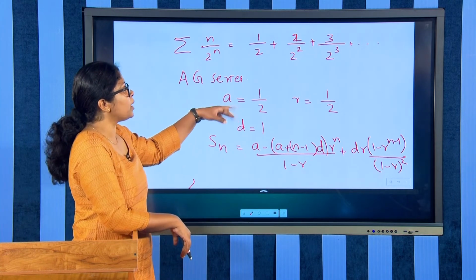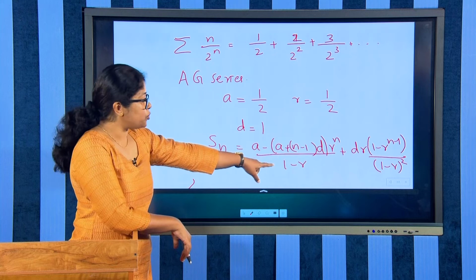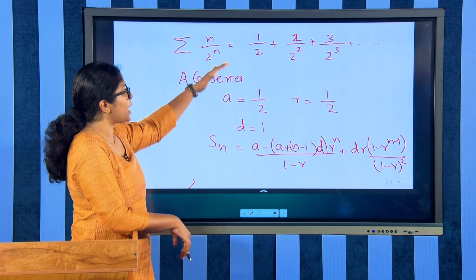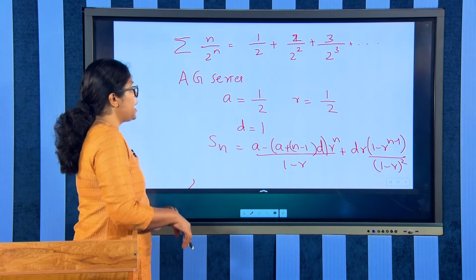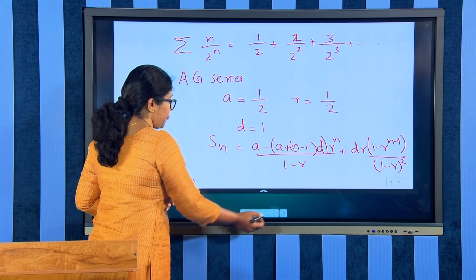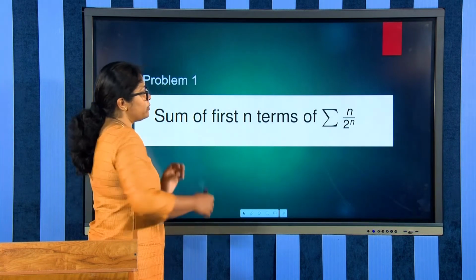So that is how we do a problem using the formula for sum to n terms, identifying the given series to be an AG series. So that is how we can solve this problem.